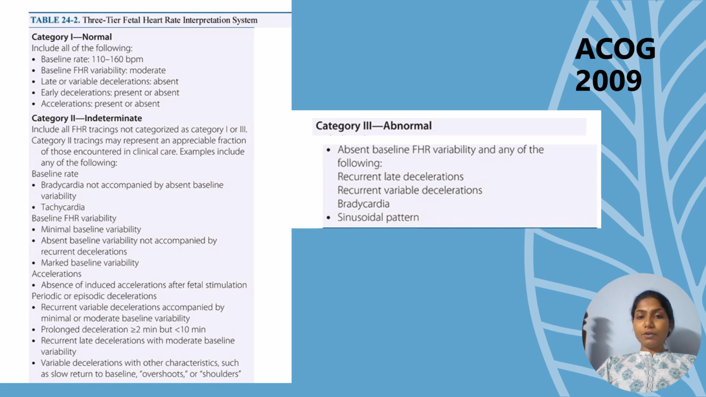What is abnormal? There are recurrent late decelerations, recurrent variable decelerations, persistent bradycardia for more than 3 minutes, and a sinusoidal pattern. So these 4 important things put the categorization into the abnormal category. So this is according to ACOG.